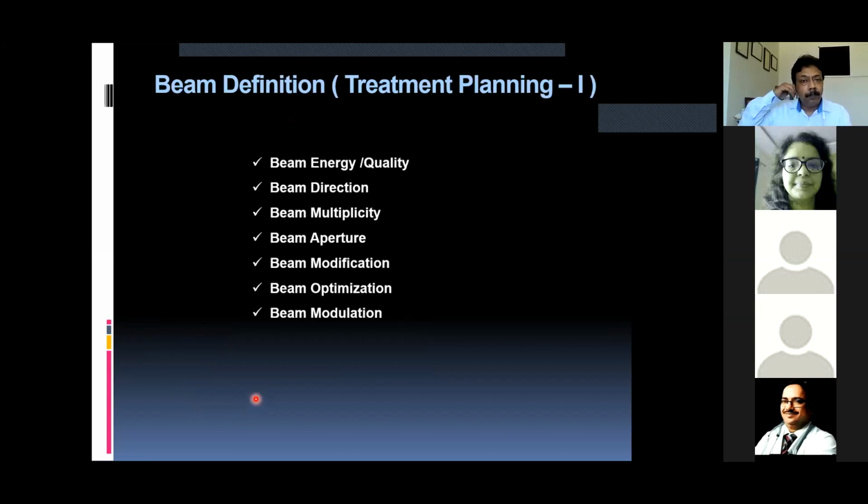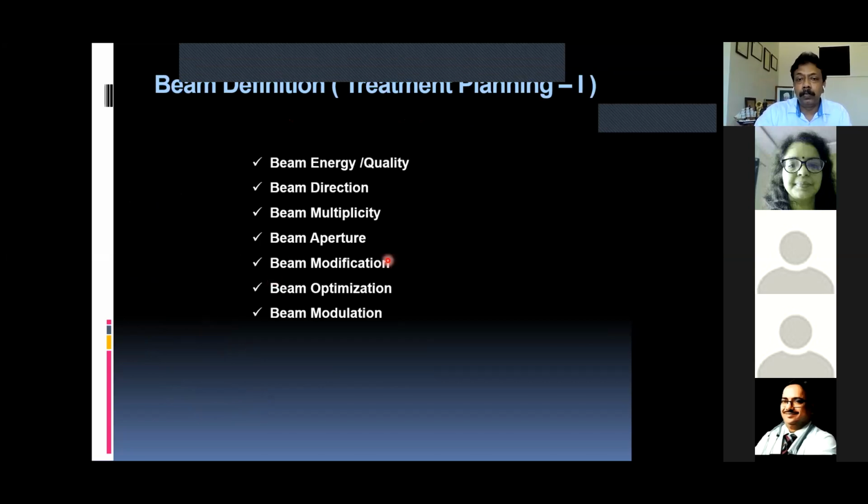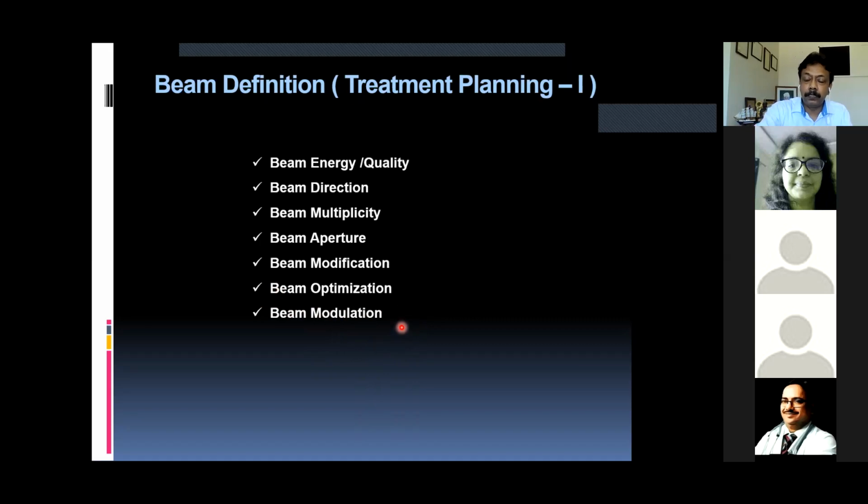Now the beam definition. This is step 1 of treatment planning, where we define the energy or quality of the radiation beam. We define the direction of the beam, the multiplicity, how many beams we should use, and the beam aperture is also adjusted for each direction. We also use some beam modifications. Beam optimization and beam modulation are also done in this phase.